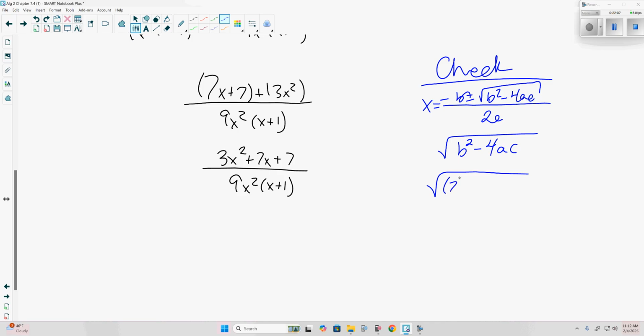So here, our b value is 7, because again, it's coming from our ax squared plus bx plus c, minus 4. Our a term is 3, and our c term is 7. So we're just looking at the square root of 7 squared minus 4 times 3 times 7.